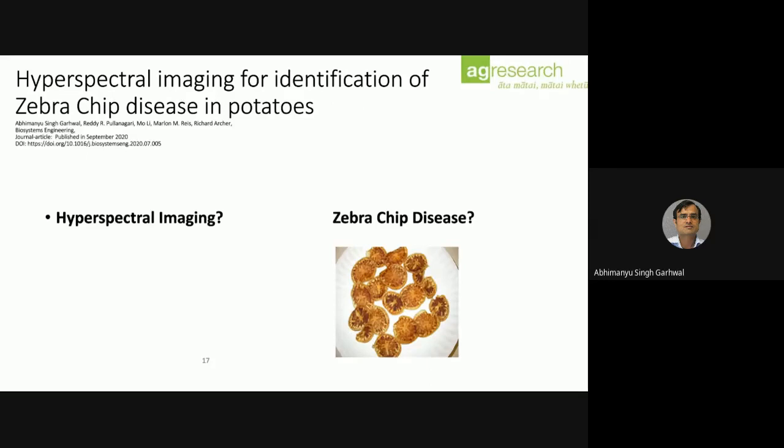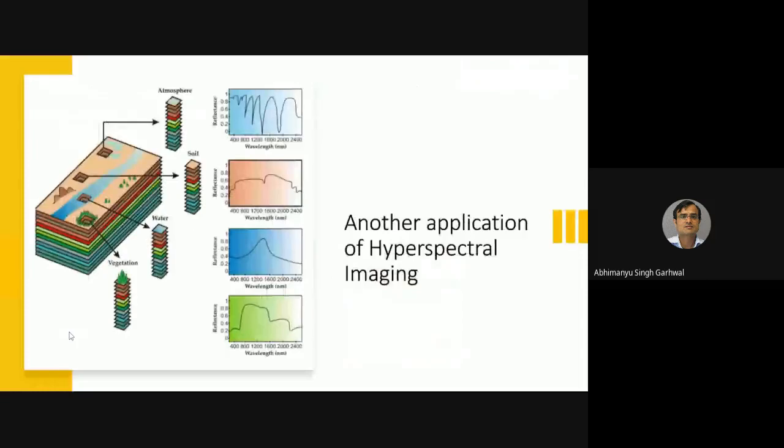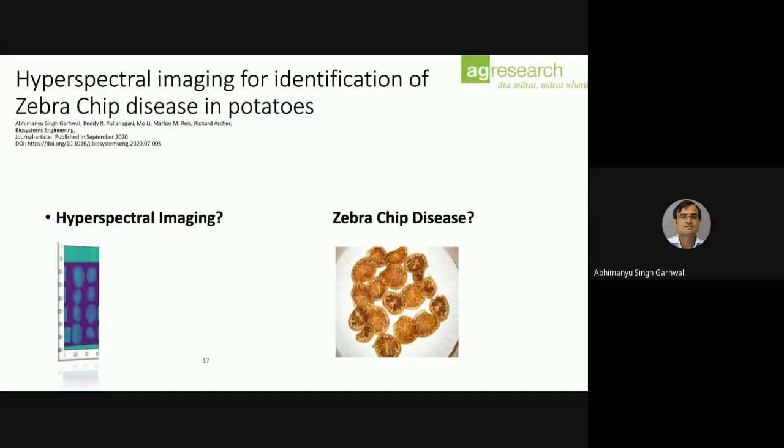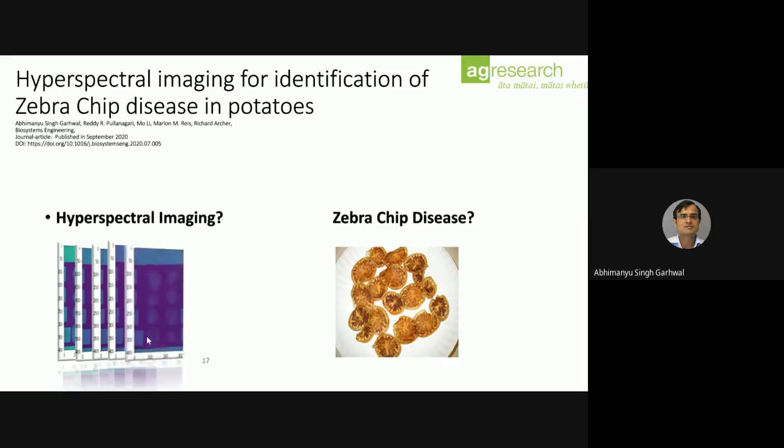So that's the project on which I worked at Massey University. Hyperspectral imaging for identification of zebra chip disease in potatoes. Zebra chip disease in potatoes causes stripes in the potatoes, and the chips become unacceptable to the customer. So with hyperspectral imaging, we captured potato images at different wavelengths. We captured at 235 different wavelengths. That means we captured 235 two-dimensional images of the potato.